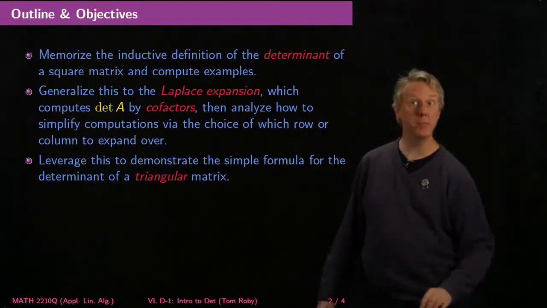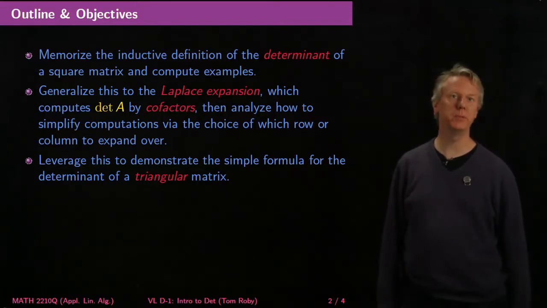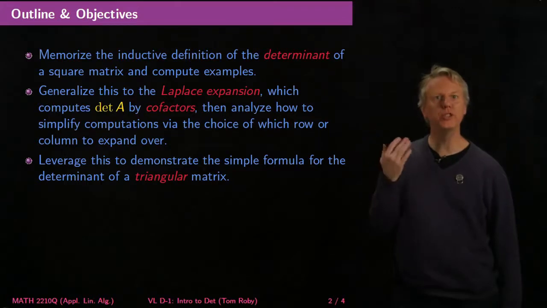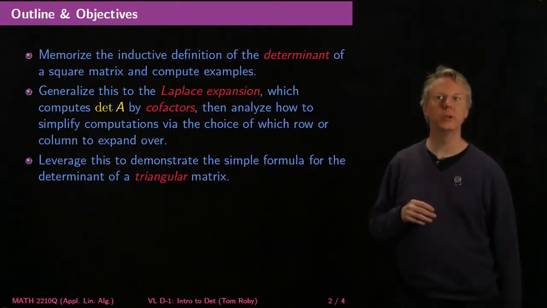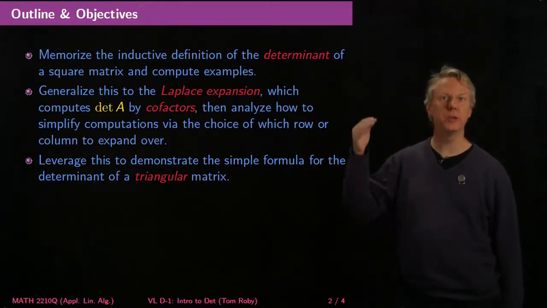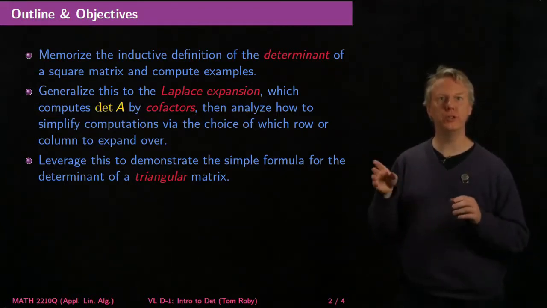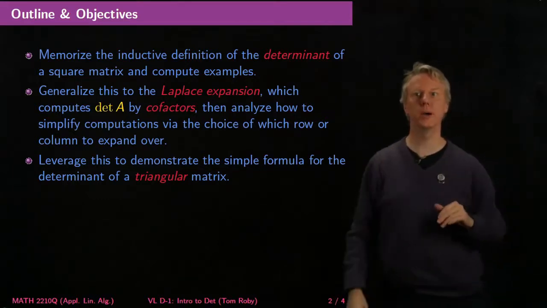First, we'll need to memorize the inductive definition of the determinant of a square matrix and compute some examples to get a handle on what this thing looks like. But then we're going to generalize this to what's sometimes called the Laplace expansion. This computes the determinant of A by things called cofactors, which are similar to the definition we're going to use, but allow us greater flexibility in choosing an expansion around a certain row or a certain column instead of being stuck just in the top row.